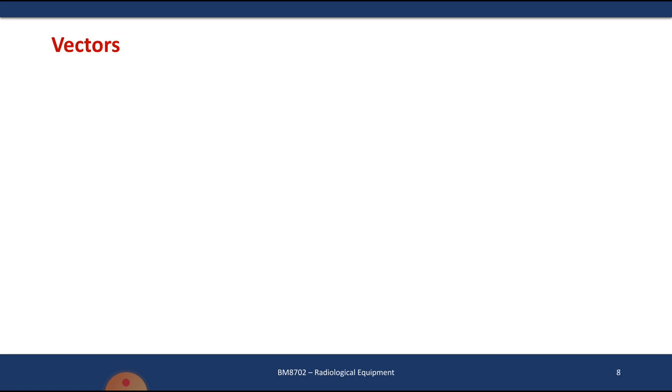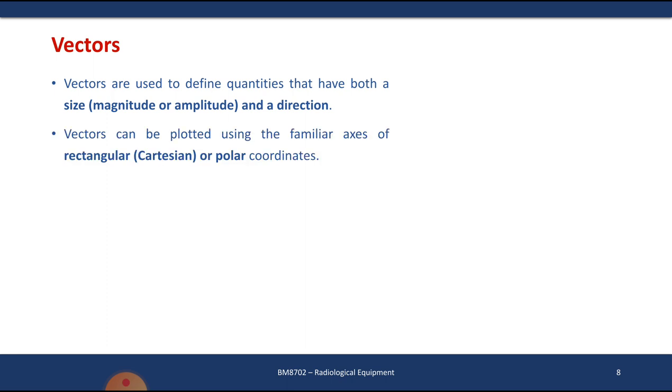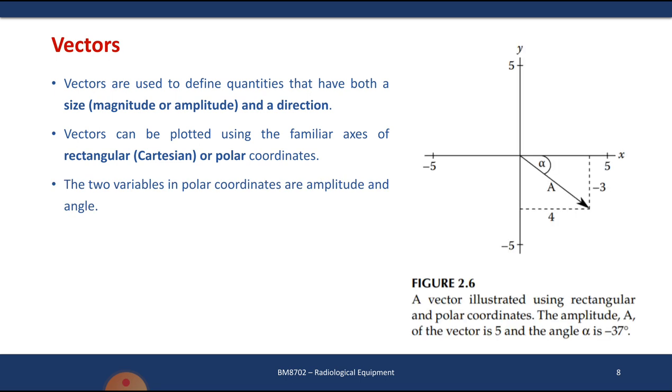Next thing which is very important in your MRI studies is vectors. So what is a vector? A vector is a quantity that has both amplitude and a direction. So it can be plotted using rectangular coordinates or polar coordinates. In terms of polar coordinates, you will have an amplitude and an angle.